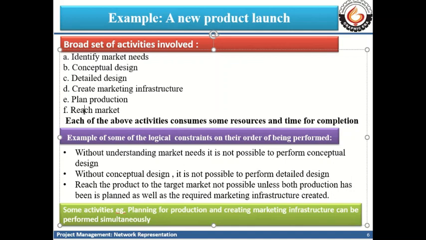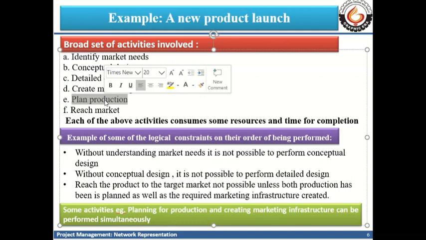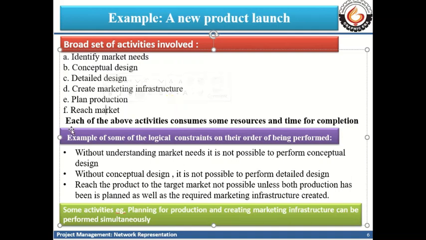Also, the final step, when we reach out to the market, can happen only when we have created the marketing infrastructure as well as planned the production. So once both these activities have happened, then only you can reach the market. These are what we call constraints or conditions associated. We have to consider the activities as well as the constraints while developing a network diagram.